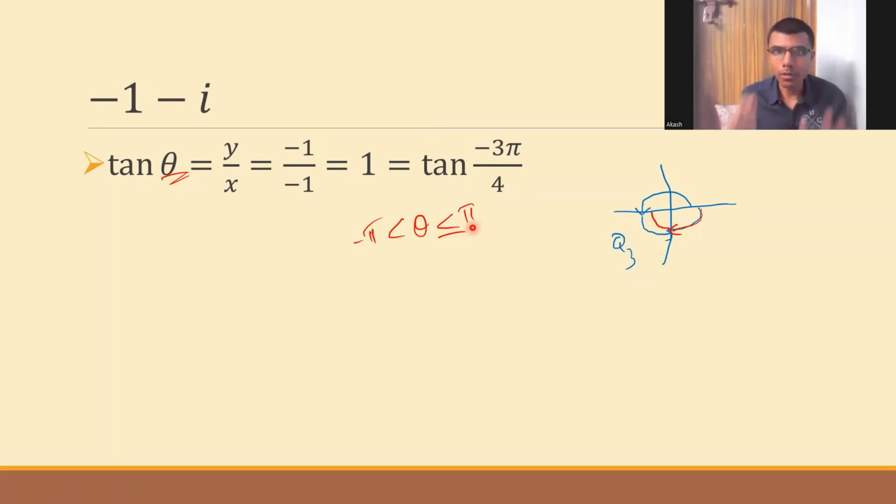So fine. Now how did I come to it? Listen to it. How did I come to this -3 pi by 4? See, tan theta is 1. Okay, tan theta is 1. When is tan theta 1? Basic one. Okay, when theta is 45 degrees or pi by 4.